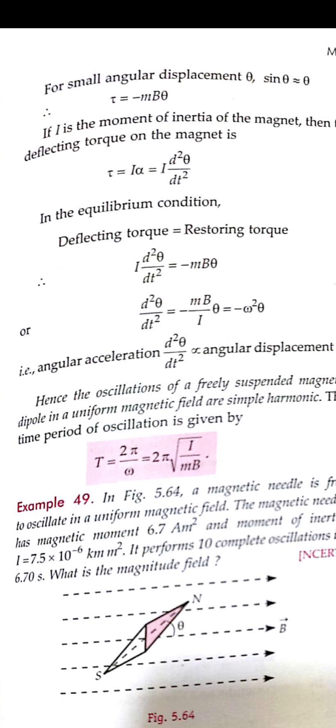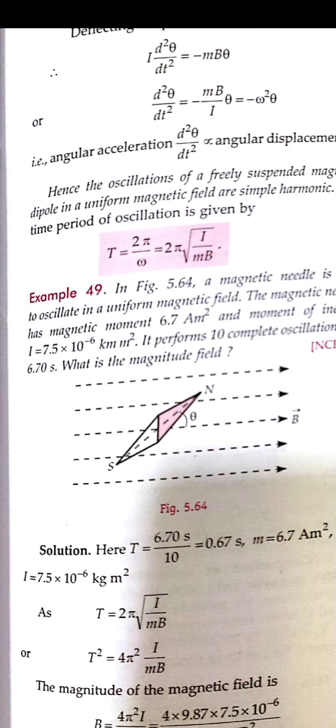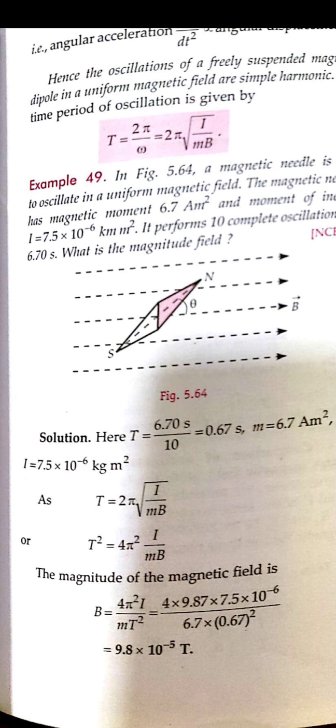So for the time period of the oscillation, we know that omega equals 2 pi by T. So the time period will be equal to 2 pi upon omega, that is 2 pi, and for omega we have already taken out the value, that is under root mb upon I. So we will be keeping that value as I upon mb. Okay. So for the time period we can see this is 2 pi under root I upon mb, and b will be the magnetic field.